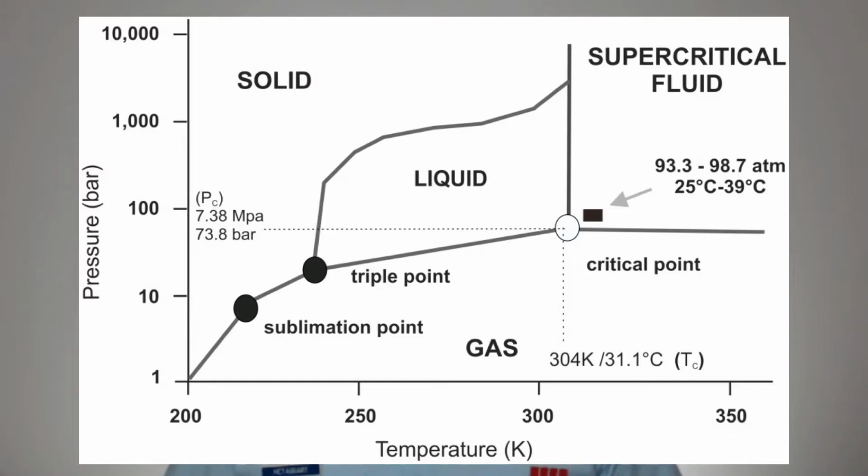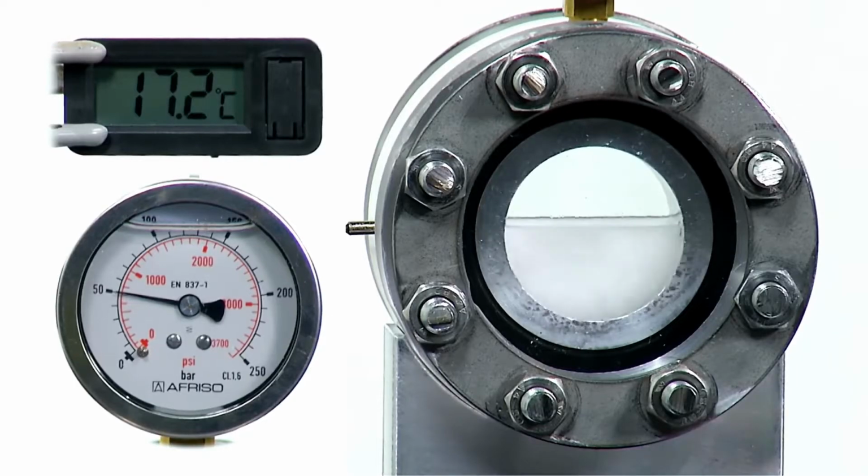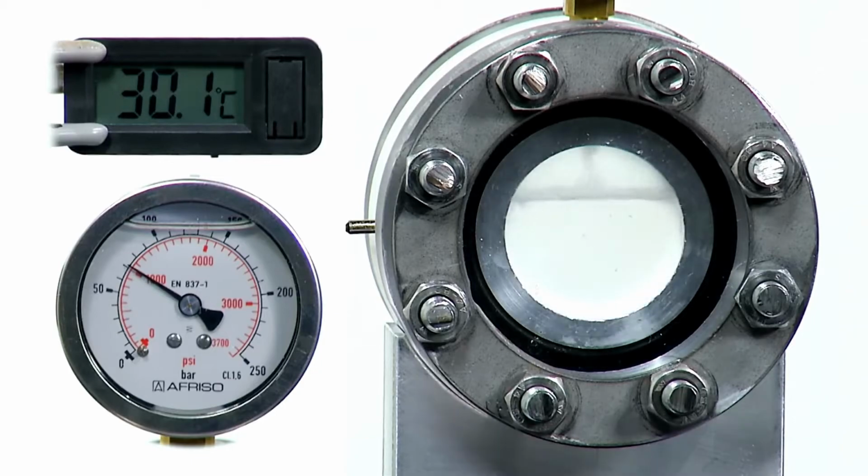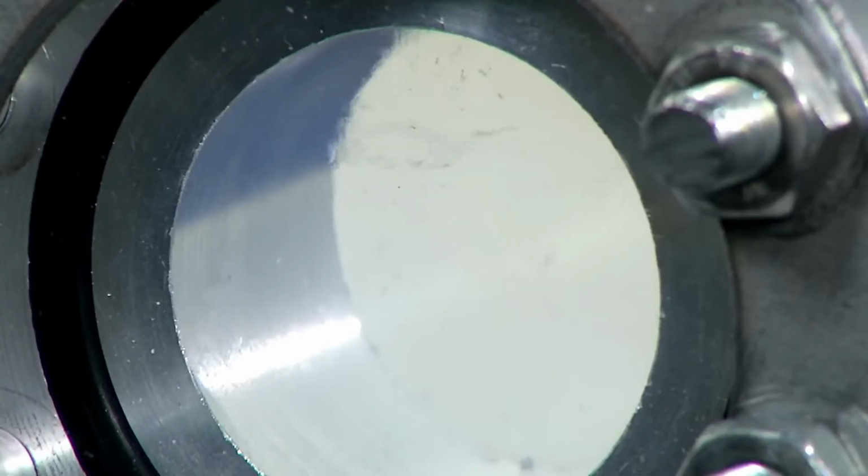For example, carbon dioxide's critical temperature is 31.1 degrees Celsius, and its critical pressure is 73.8 bar. When a sample of carbon dioxide is below that point, you can see the boundary between the liquid and gas phase. When the sample reaches or exceeds that temperature and pressure, the phase boundary disappears and it becomes what we call a supercritical fluid.